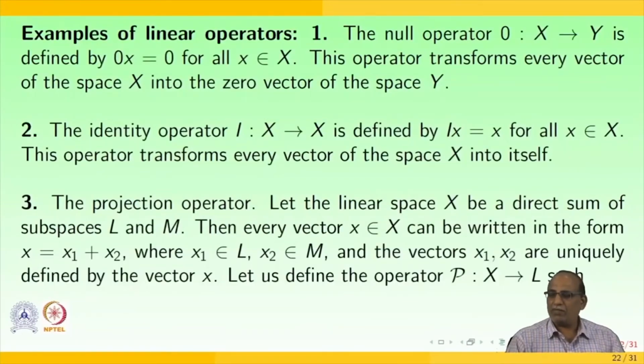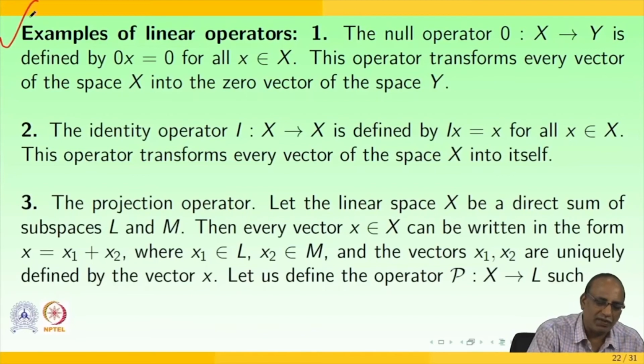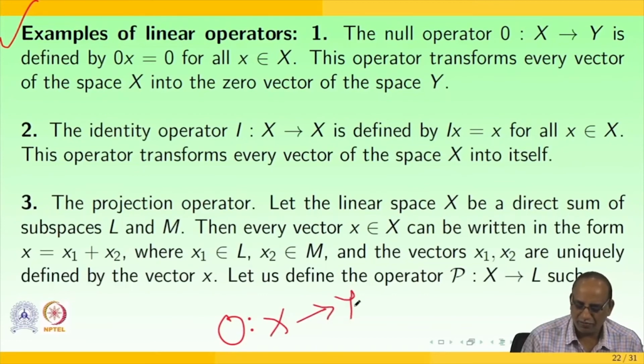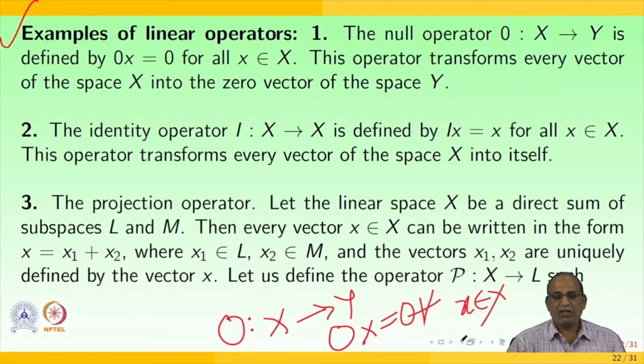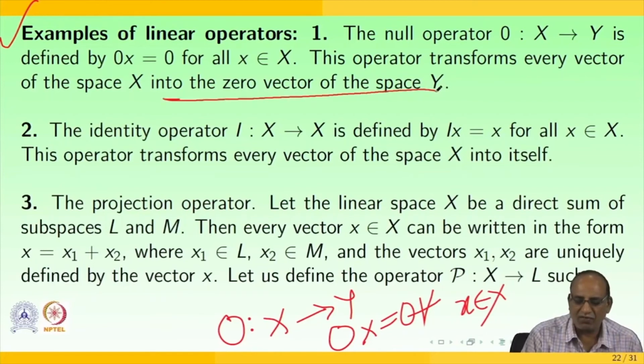So there are many more examples of this kind of operators. Examples of linear operators: the null operator. All of you know it very well. The null operator maps X to Y and is defined as null of x equal to 0 for all x belonging to capital X. This operator transforms every vector of the space X into the zero vector of the space Y.